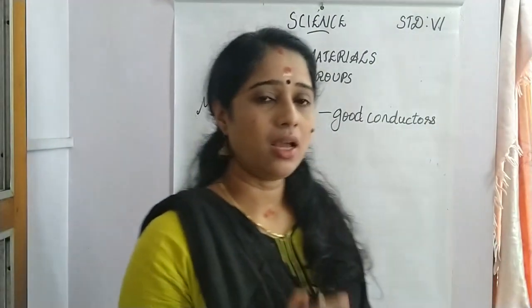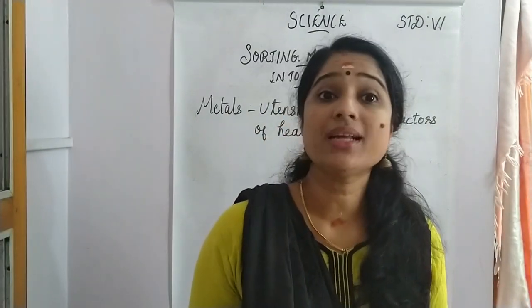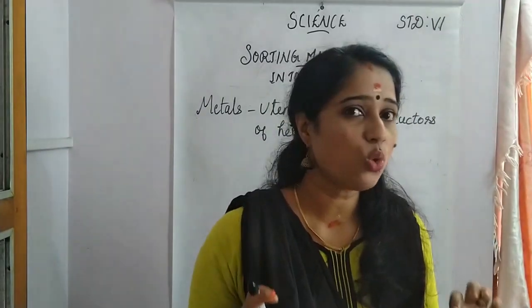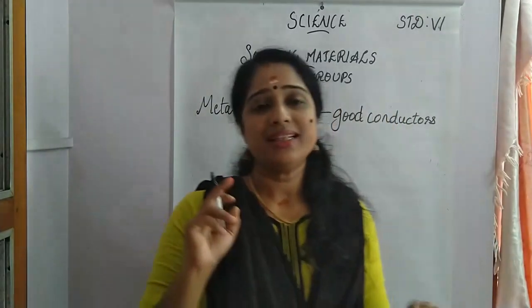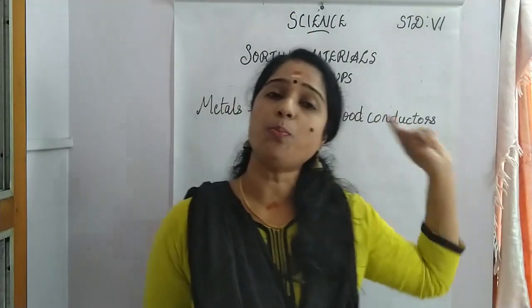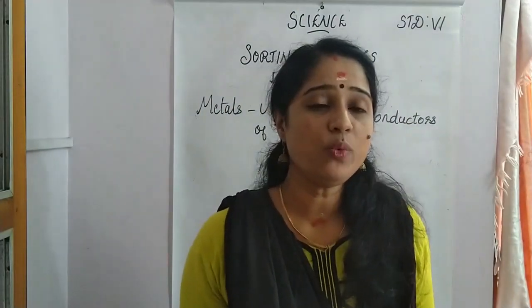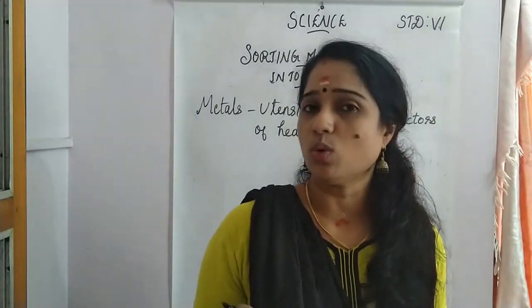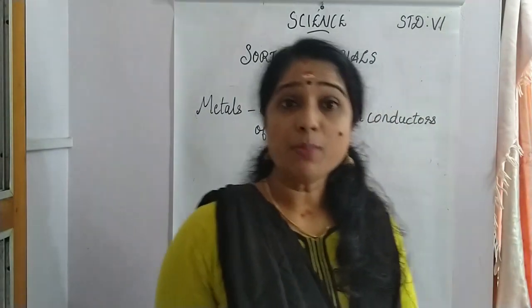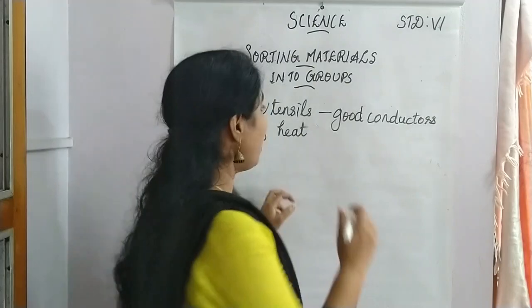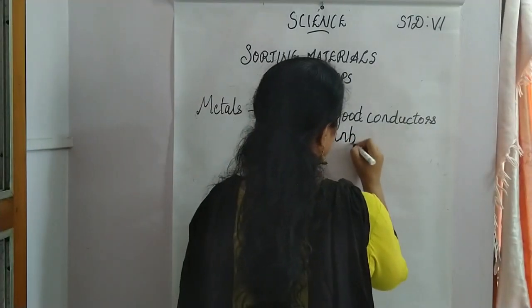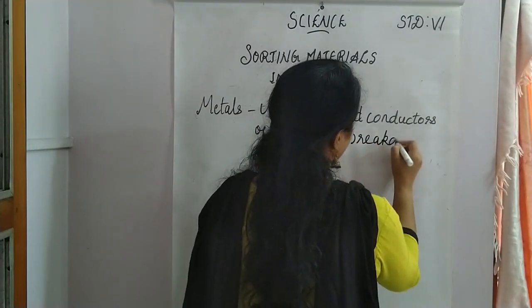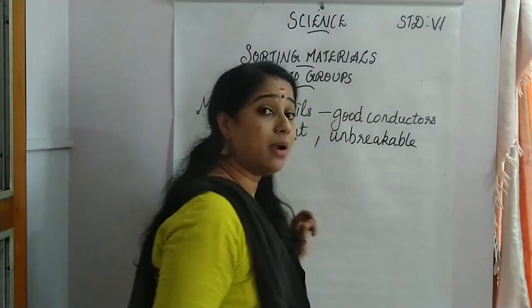It is because of that metals are known as good conductors. Why are they known as good conductors? Because they allow the heat to pass through them. Then only the food will get cooked. If heat doesn't pass through it, the food will not get cooked at all. And one more reason is that these metals are unbreakable.